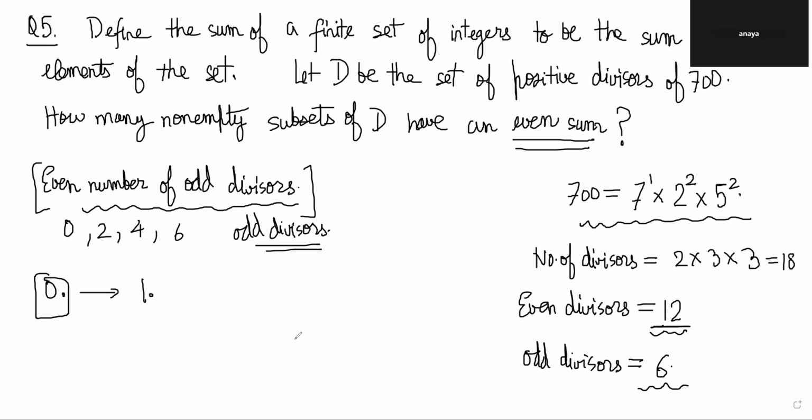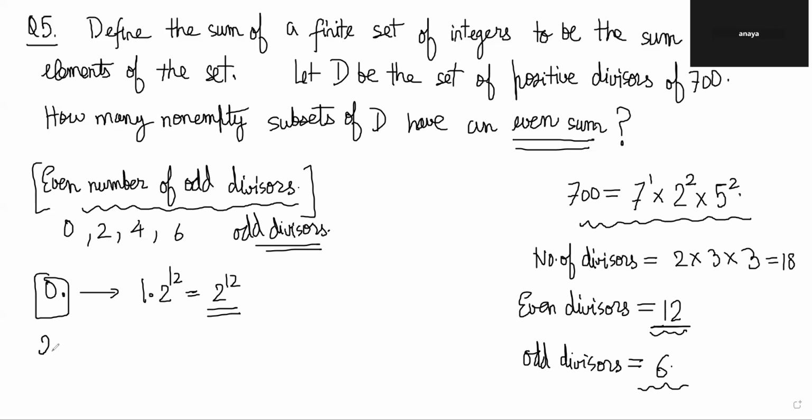No. For each divisor, there are two choices, whether you select it or not. So for each one you have two choices, so it is 2 to the power 12. You have 1 times 2 to the power 12 ways to select the divisors.